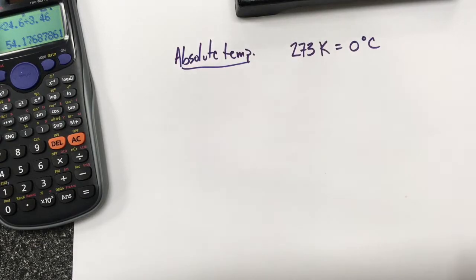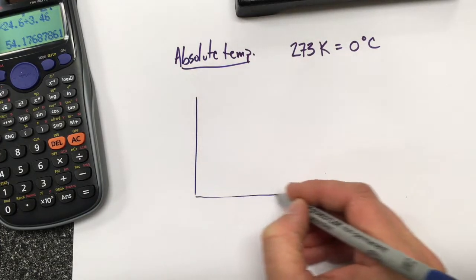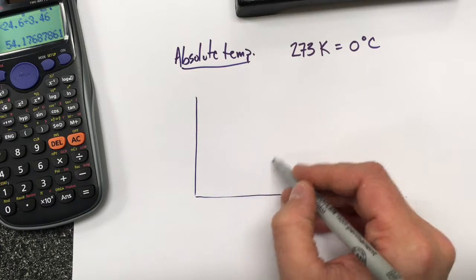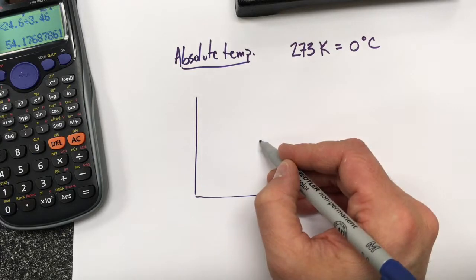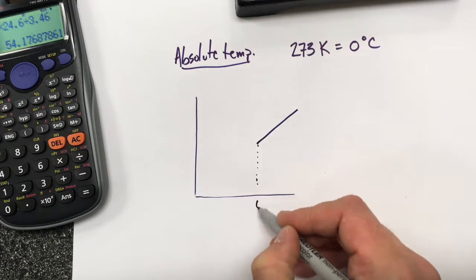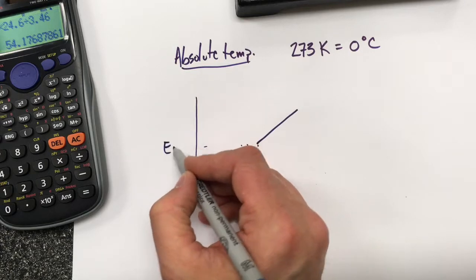In this quick little video, we're going to try to get across the idea of absolute temperature. Now, temperature is a reflection of the particle movement. And at 0 degrees Celsius, water is solid, but the particles are still moving. So if this is 0 degrees Celsius, there's still kinetic energy.